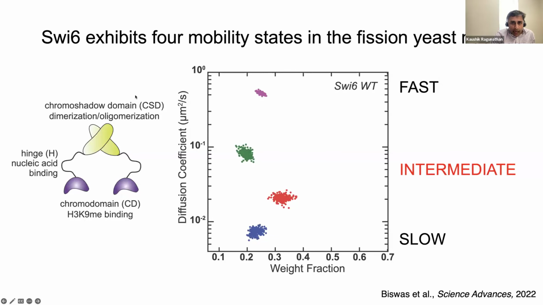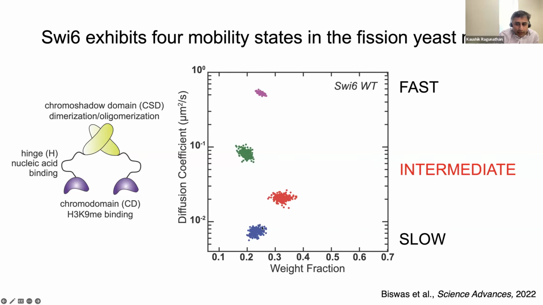Okay, so if we take a lot of data and watch a lot of individual SWI6 molecules moving inside the nucleus of fission yeast cells and analyze this data using SMOG, what we get as an output are 4 mobility states as shown here in this plot. You can see mobility states in purple, green, red, and blue. On the y-axis is the diffusion coefficient. So this represents the fastest diffusion rate that we can measure, and this represents molecules that adopt the slowest diffusion state coefficients that we can measure. The x-axis corresponds to the fraction of molecules in each of these mobility states.